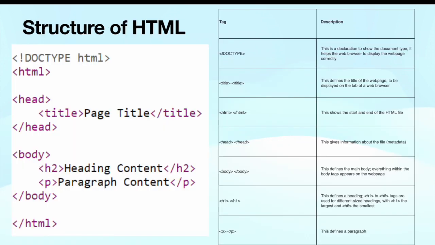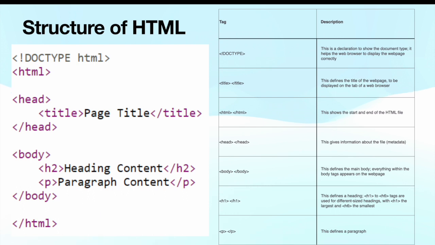So coming to the next topic, the structure of HTML, which is a very important topic to understand the framework of HTML. In the first line, which you can see, you have something called doctype HTML. What do you mean by doctype HTML? Doctype HTML is a declaration to show the document type. You have an HTML file. It is used to show that the HTML file is starting here, and it is used to help the web browser display the web page correctly.